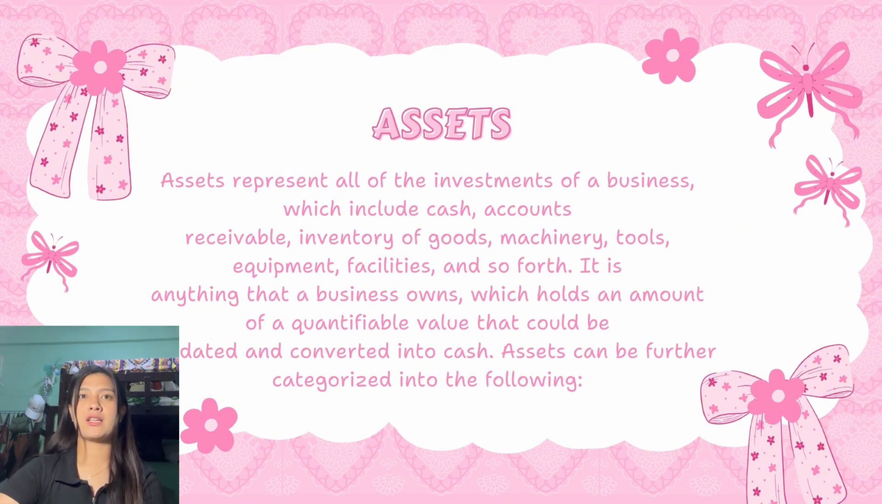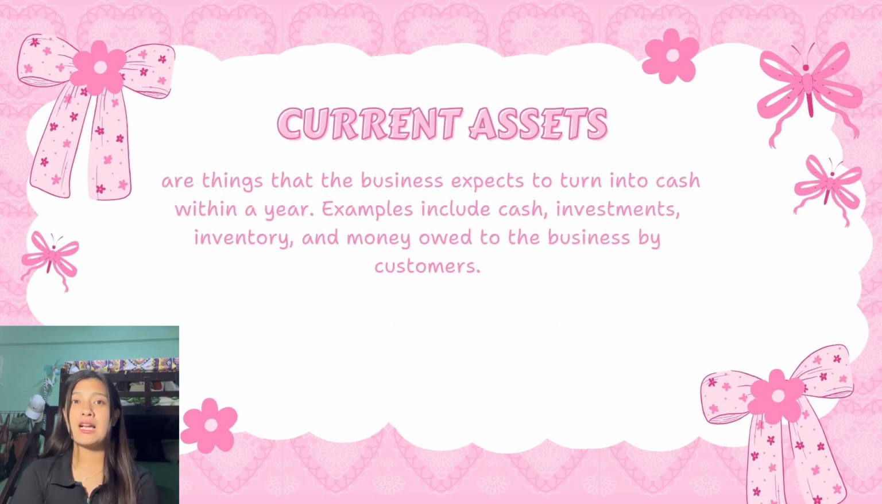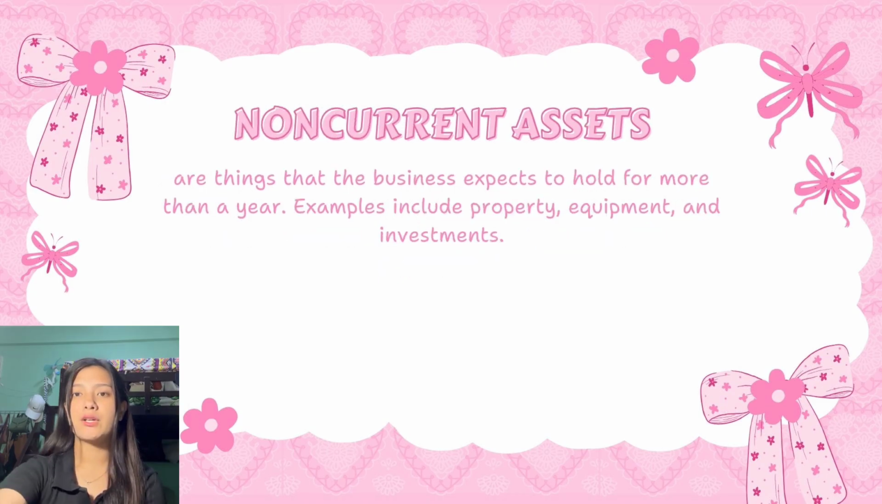Assets can be further categorized into the following. Current assets are things that the business expects to turn into cash within a year. Examples: investments, inventory, and money owed to the business by customers. Non-current assets are things that the business expects to hold for more than a year. Examples include properties, equipment, and investments.